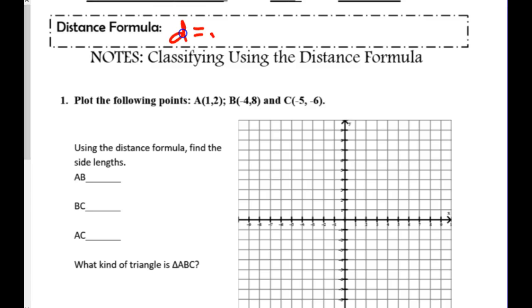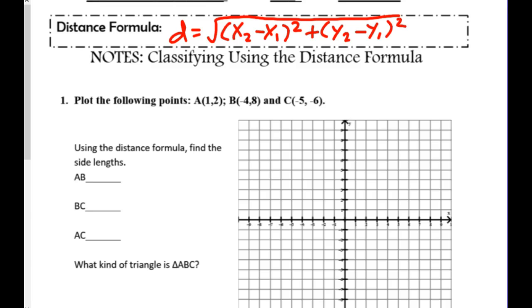Okay, distance equals a long square root sign. You can do better than that. Okay, x2 minus x1 squared plus y2 minus y1 squared. So we have our distance formula. And let's look at number 1 on our notes. We're going to do this one together.